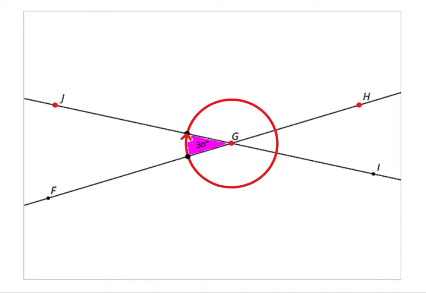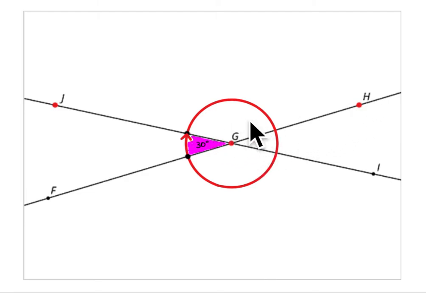All right, this is lesson 14, alternate interior angles. And this is activity 1 in lesson 14. This activity is called angle pairs. In the first part of this activity, they're asking you to find the measure of angle JGH.